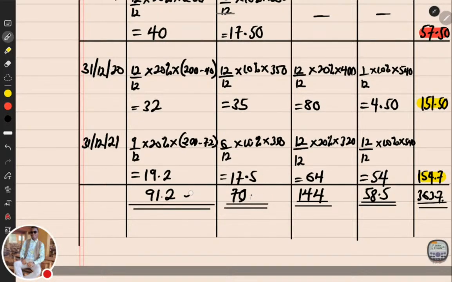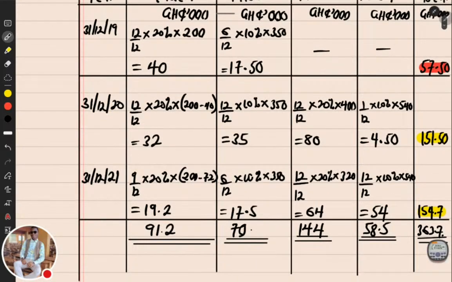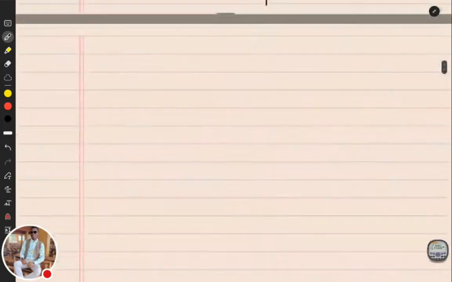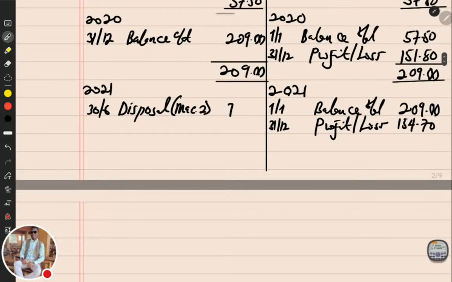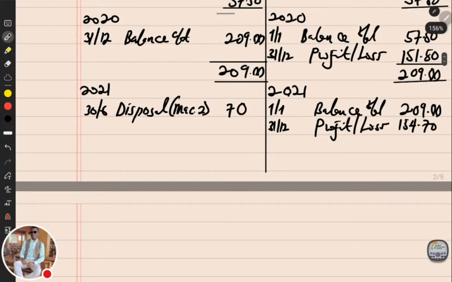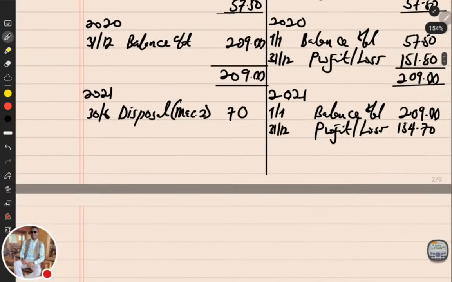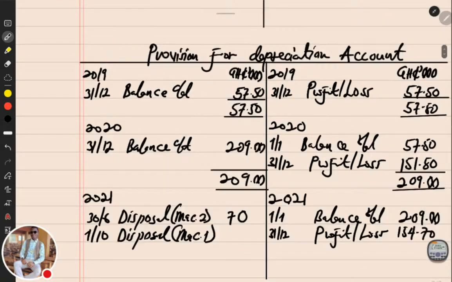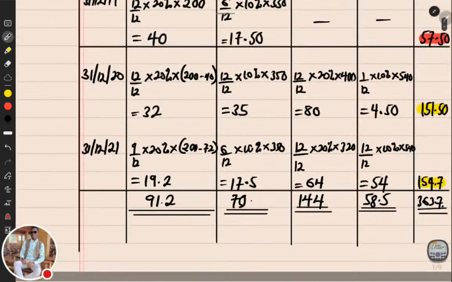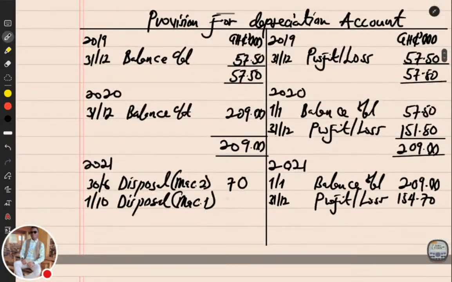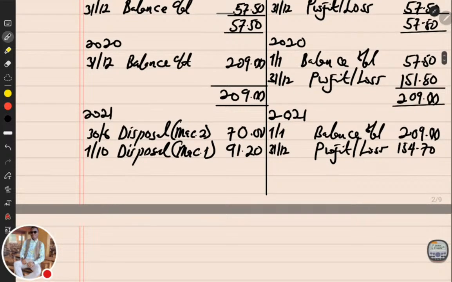That's what we're going to use it for. So let's take note. So machine number 2, its accumulated depreciation was what? 70. You can see it here, 70. So you just have to bring it here, subtract, so that we take it from the accumulated depreciation at the credit side. So we are subtracting 70. Then that of machine number 1 on 1st October, so we have our disposal coming up as machine number 1. So what was the total depreciation? It was 91.2. So you have it also here, 91.20, right?